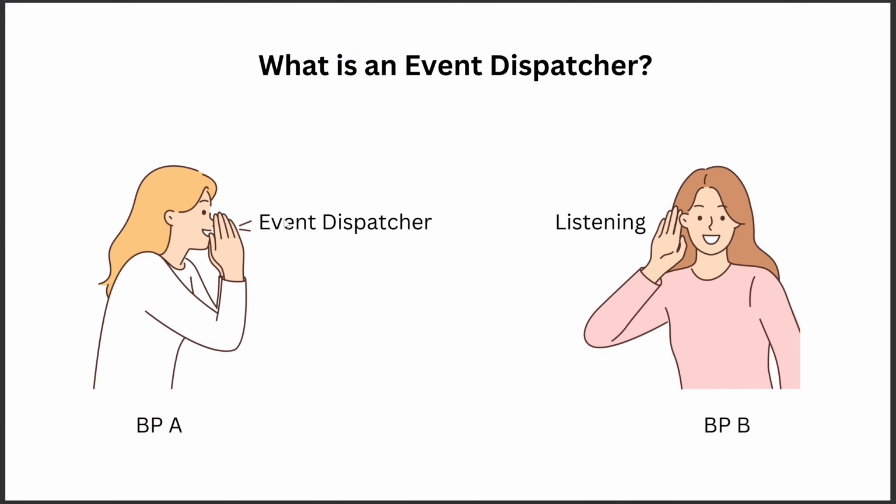For an event dispatcher to function, there is a relationship between two blueprints. Blueprint A, which calls the event dispatcher, is listened to by Blueprint B. Blueprint B, depending on how it uses its own functionality, will listen to and respond to the event dispatcher in the way of its choosing. Let's jump in.